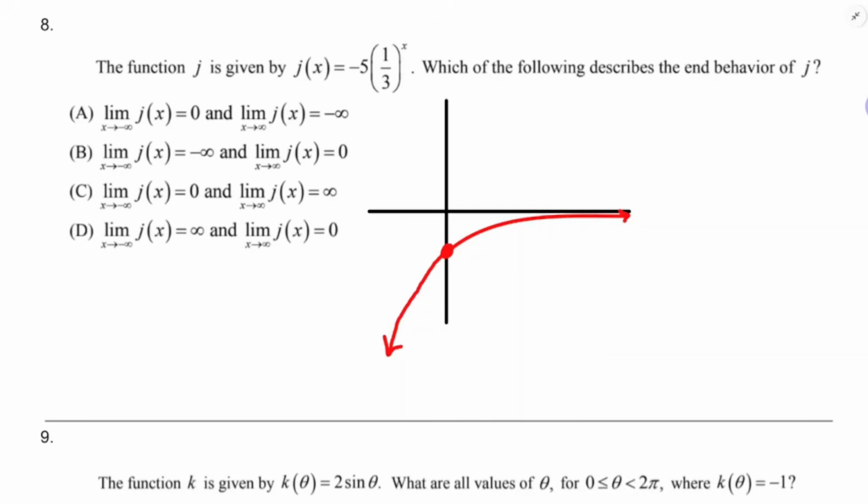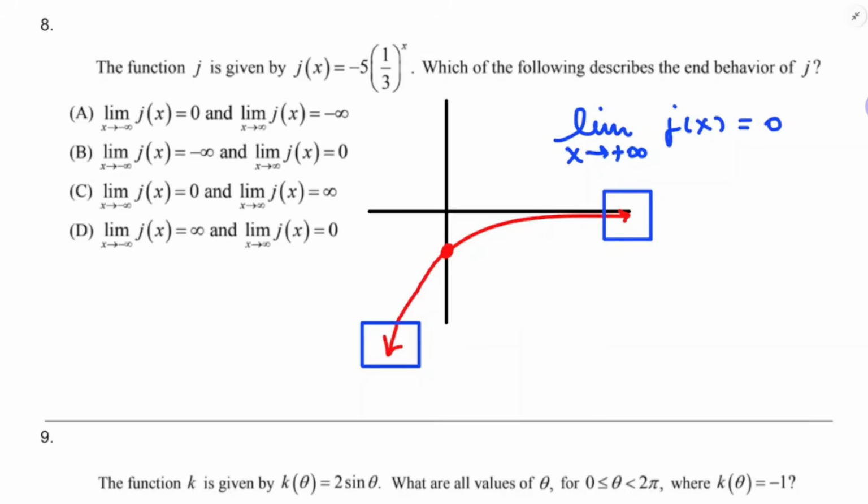So I'm going to say as x approaches positive infinity, maybe this first limit right here, j of x is approaching 0. And then over here, I'm saying it's going to negative infinity as I go to the left. So the limit as x approaches negative infinity of j of x is going to equal negative infinity. So it's looking for, where is it? That's going to be answer choice B.